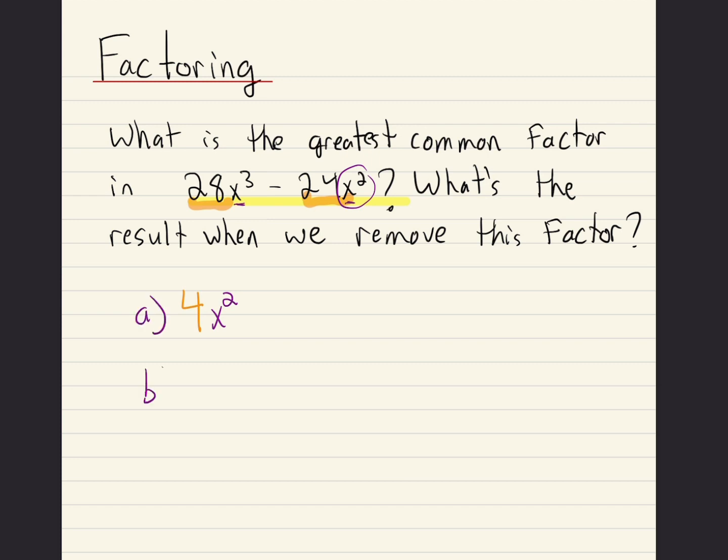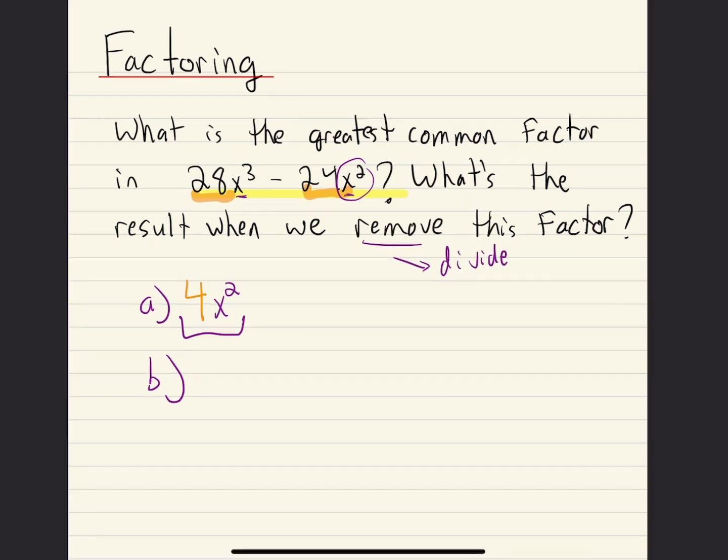But then part B asks, if I were to actually remove this factor, and when we say remove, you're really just dividing each term by it, what would the result be? So imagine we took 28x cubed and we divided by 4x squared. You'd be left with 7x. And then if we took minus 24x squared and we divided by 4x squared, we'd have minus 6. So this would be the expression or the result if we actually removed that factor.